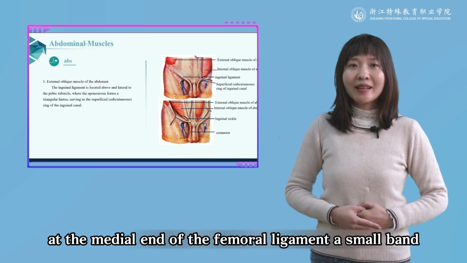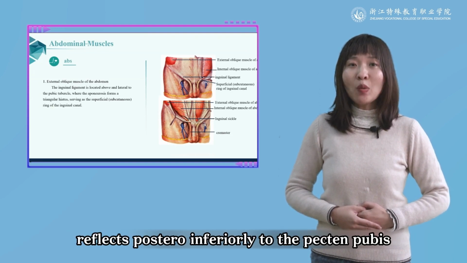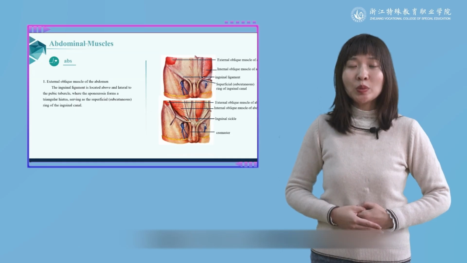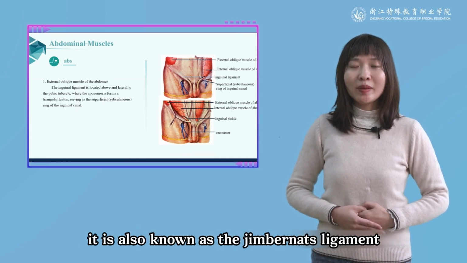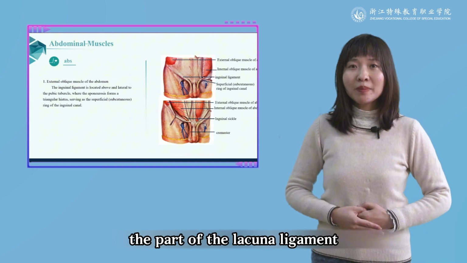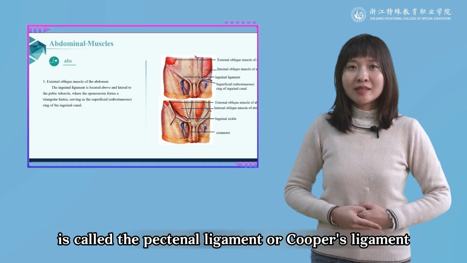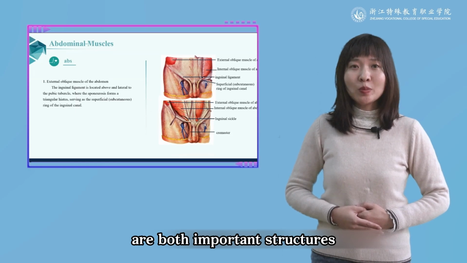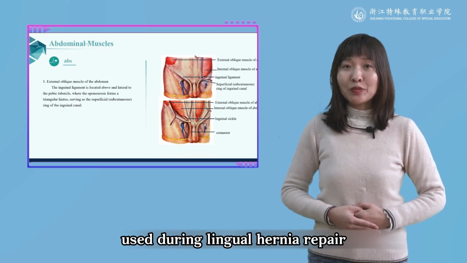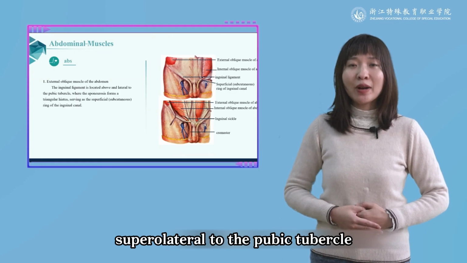At the medial end of the inguinal ligament, a small band of tendinous fibers reflects postero-inferiorly to the pecten pubis. This is called the lacunar ligament. It is also known as the Gimbernat's ligament. The part of the lacunar ligament extending and attaching to the pecten pubis is called the pectineal ligament or Cooper's ligament. The inguinal ligament and the pectineal ligament are both important structures used during inguinal hernia repair to reinforce the wall of the inguinal canal, superolateral to the pubic tubercle.